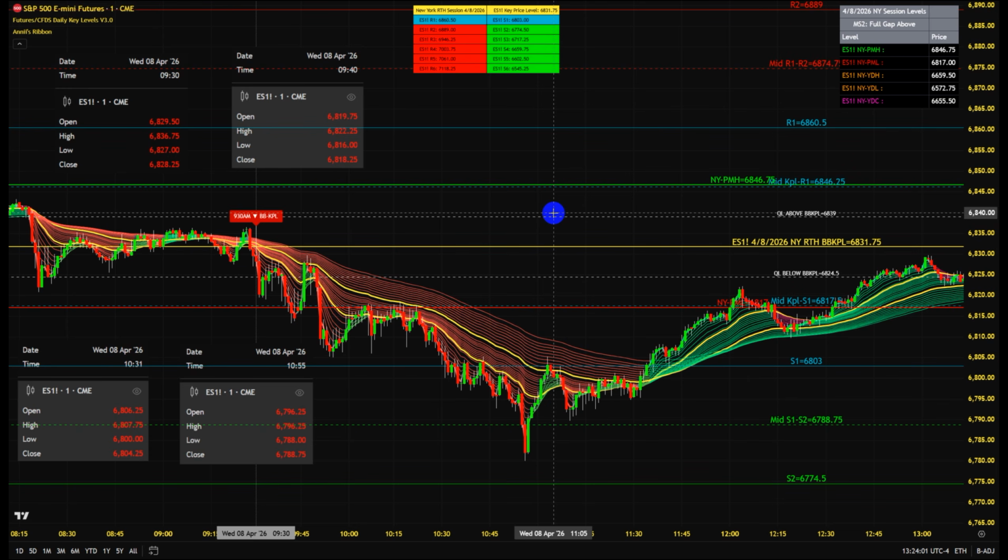11.25 points. So it's $50 a point on one regular E-mini, or if you were trading 10 micros as an example. So that's $562.50 on 11.25 points.